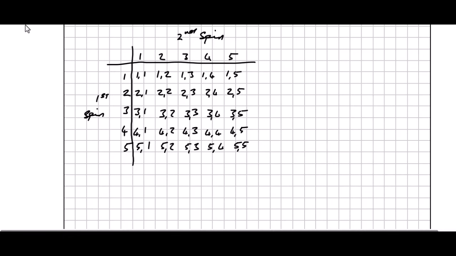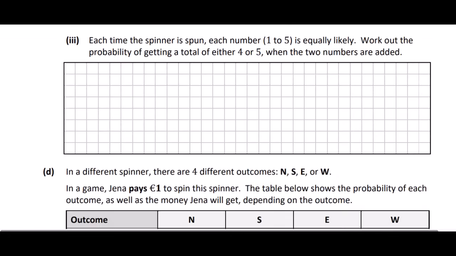So we're going to have a 4 here, 4 here, and a 4 here. We're going to have a 5 here, here, here, and here. So in total we got 1, 2, 3, 4, 5, 6, 7. So it's 7 out of 25. So we've got to work out the probability of getting either a 4 or a 5. So the probability of getting a 4 or a 5 is just 7 out of 25. That's it.